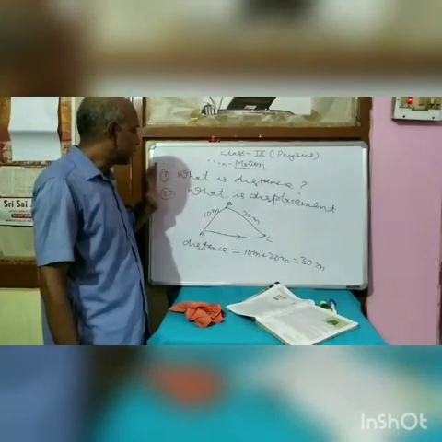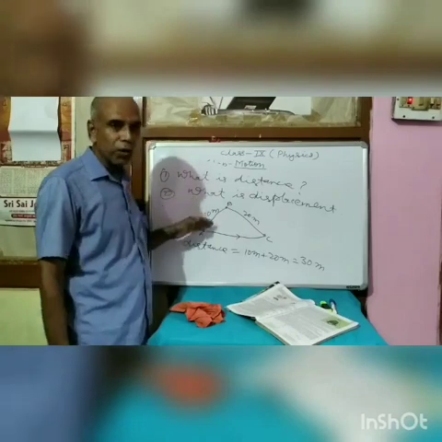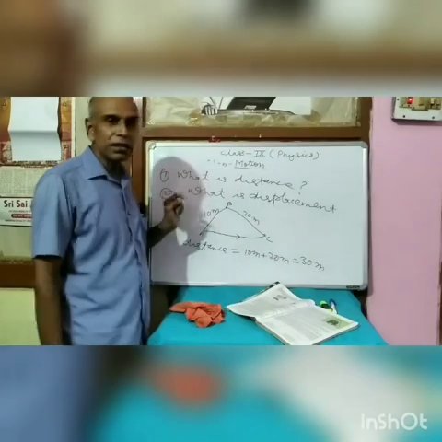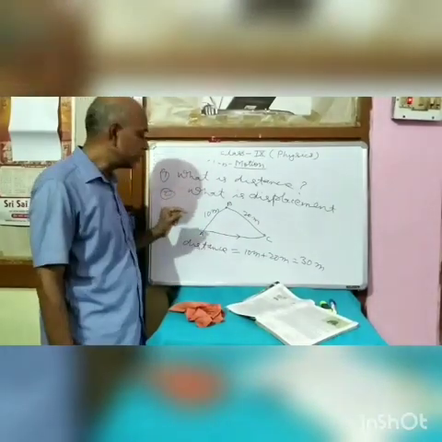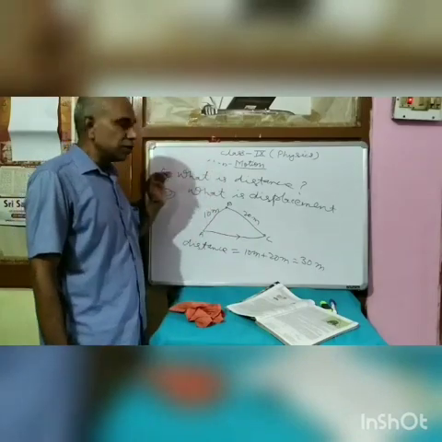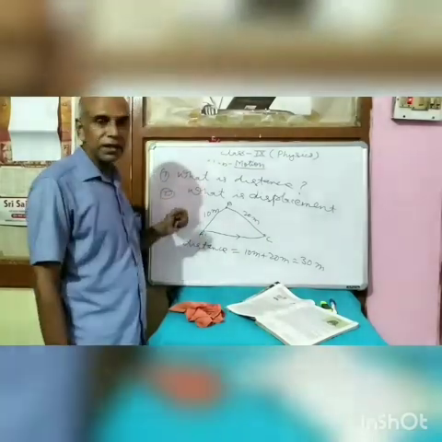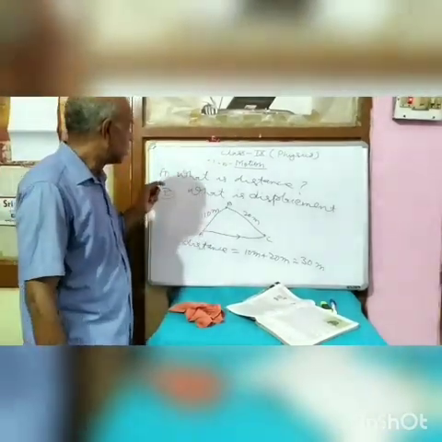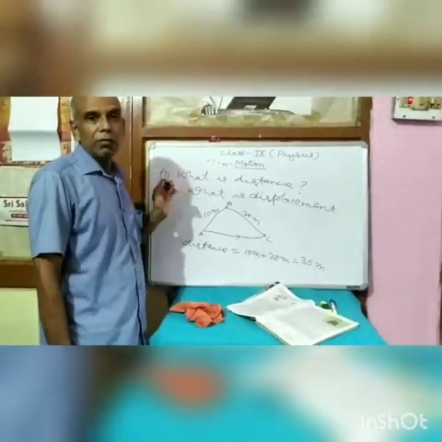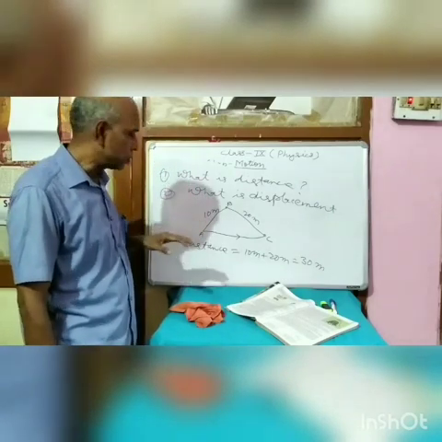So what is the difference between distance and displacement? Distance is the actual length of the path of a moving object and displacement is the shortest distance between the initial and the final point. Distance is a scalar quantity and displacement is a vector quantity. Distance will always be positive, but displacement can be zero, positive and negative also.